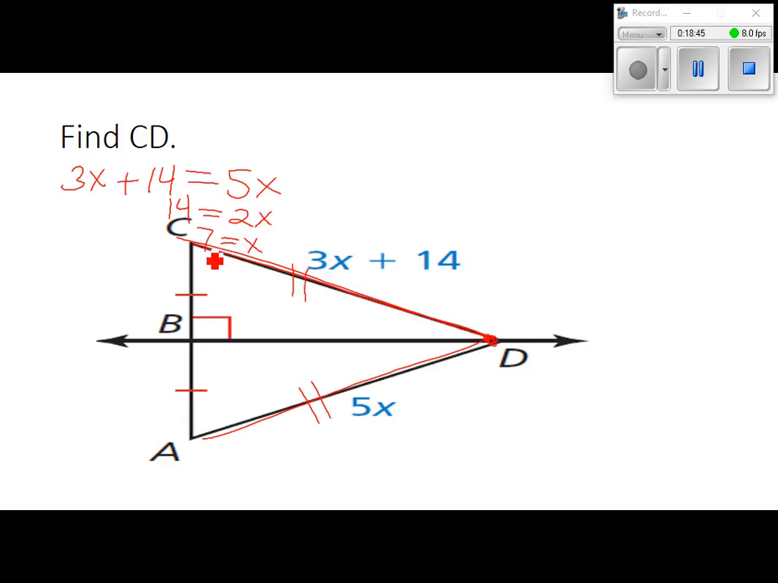7. Is that our answer? No, we want CD. How would we find CD? Plug it in. We work 3 times 7 plus 14. What's 3 times 7? 21, plus 14, that's 35. How long is segment AD? 35. Gotta be the same.